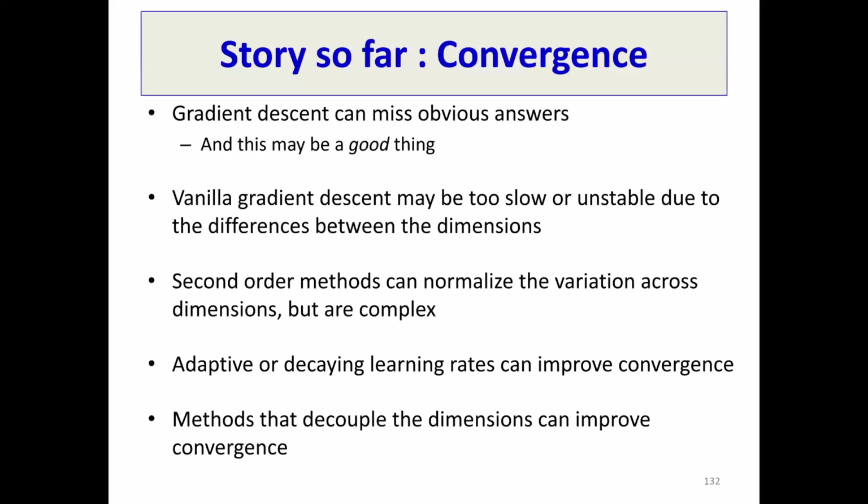And so gradient descent can miss obvious answers. This may be a good thing. Vanilla gradient descent may be too slow or unstable due to the differences between dimensions. Second order methods, which look at the second derivative, can normalize the variation across components. It's on the slides. Quickprop is one of these, but they're very complex. And adaptive or decaying learning rates can improve convergence, like in the case of Rprop. But in every case, you really want to decouple the dimensions in order to ensure that you get your answer faster.